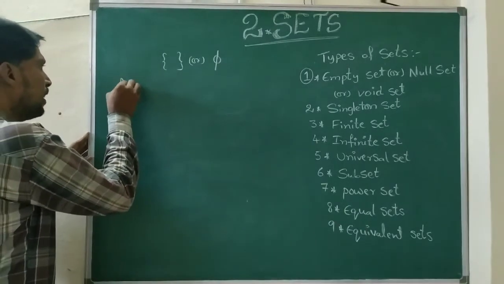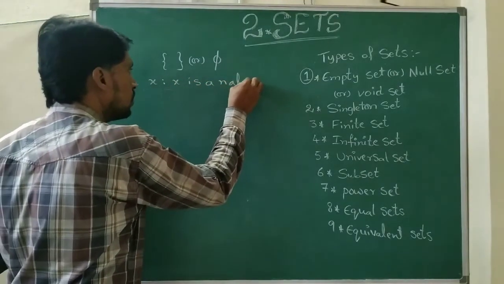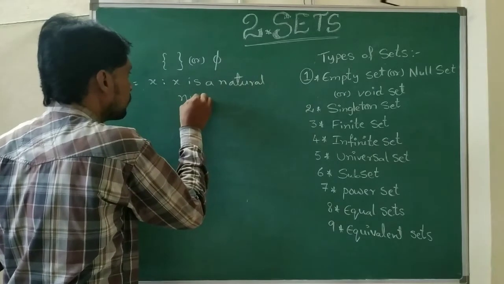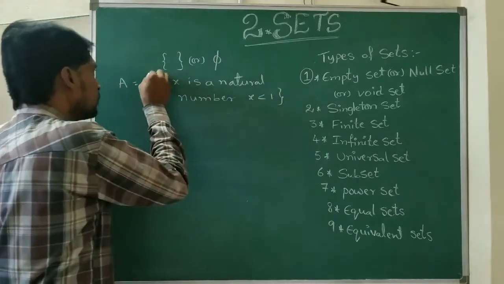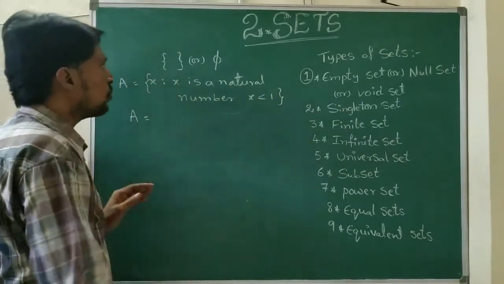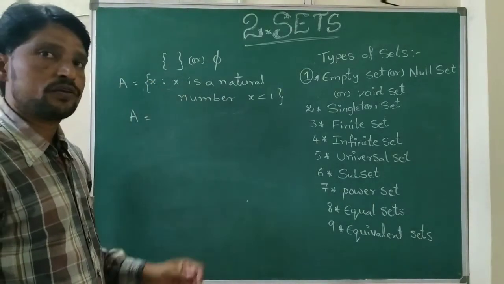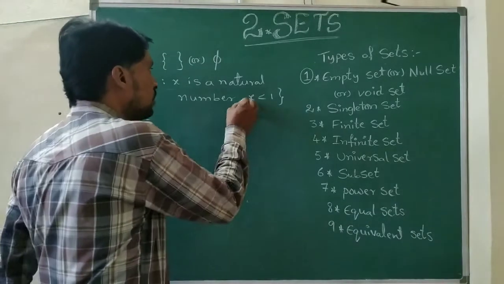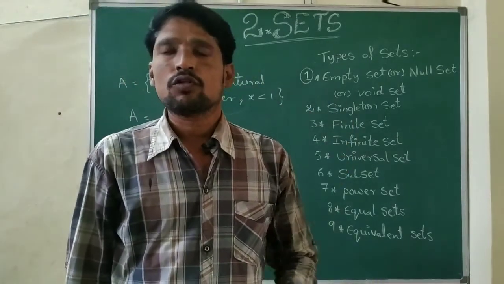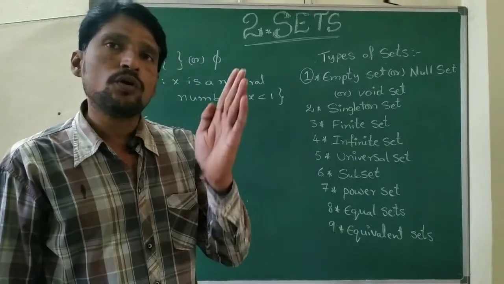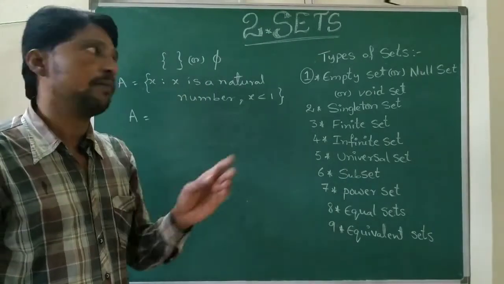See one example. A equals x such that x is a natural number, x less than 1. Here x means we are taking elements, and x should be a natural number. The condition is also given: x less than 1. So we should take elements below 1. What are the elements below 1? 0 and negative values.